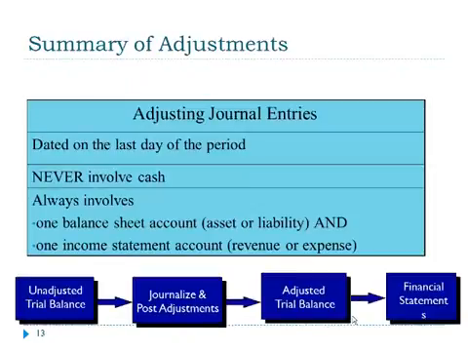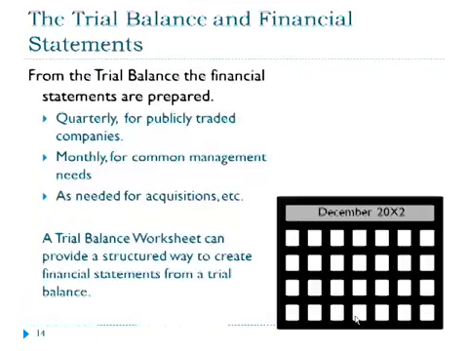In summary, the process is to create an unadjusted trial balance from all of our ledgers at the end of a period, then to take a look and see what adjustments are needed and record those adjustments. That gives us new balances in our ledgers, and we need to create then a new adjusted trial balance. That adjusted trial balance then is expected to be accurate and can be used to create financial statements.